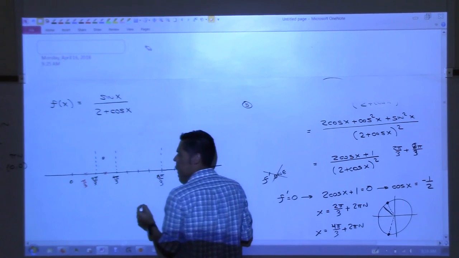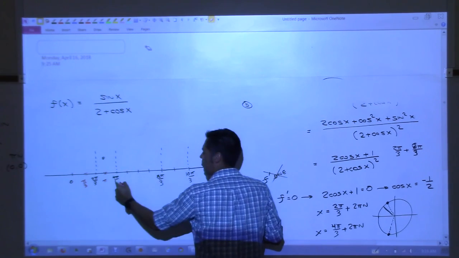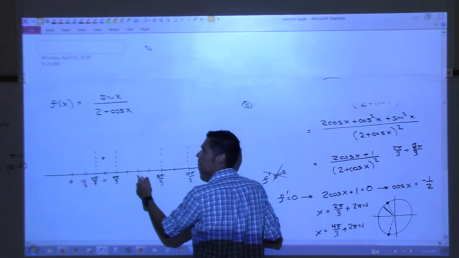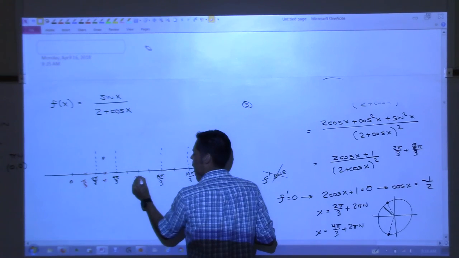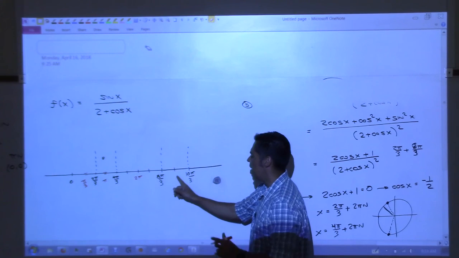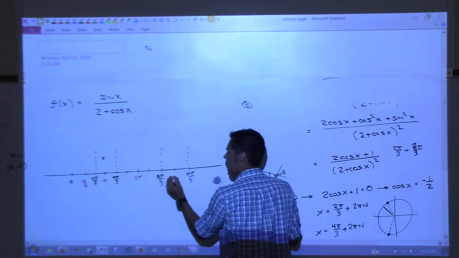Here would be 3 pi over 3, wouldn't it? Which is pi. 4 pi over 3, 5 pi over 3, 6 pi over 3. I like 6 pi over 3 because that's 2 pi, isn't it? Y'all following what I'm doing here? 7 pi over 3, 8 pi over 3. 9 pi over 3 would really be 3 pi.